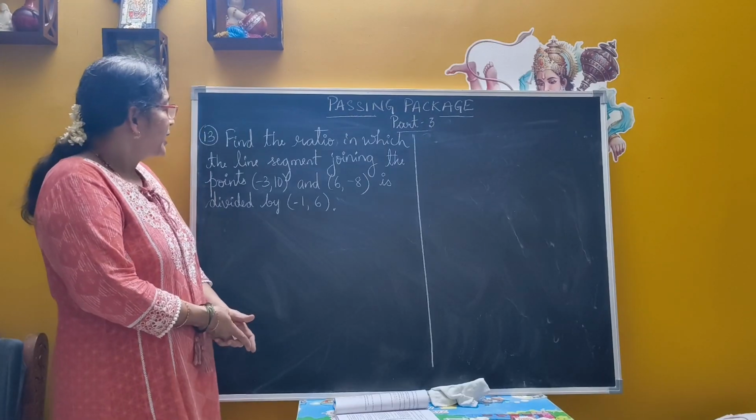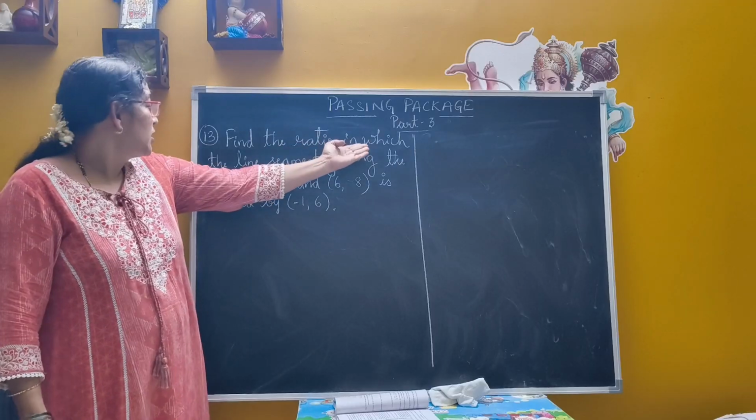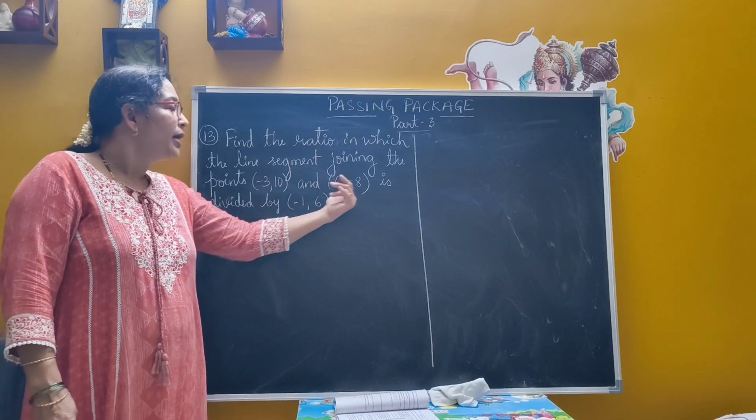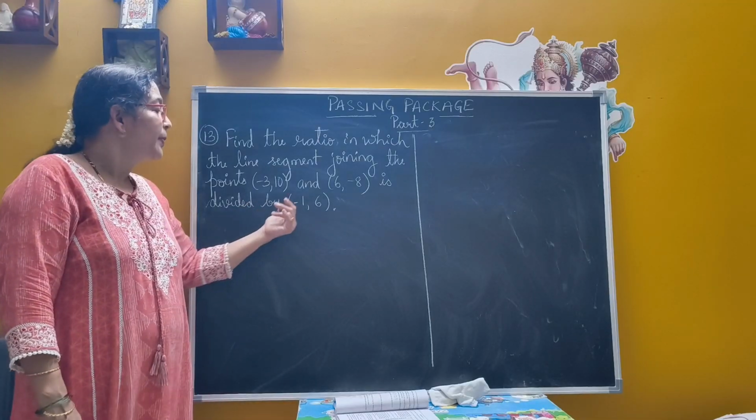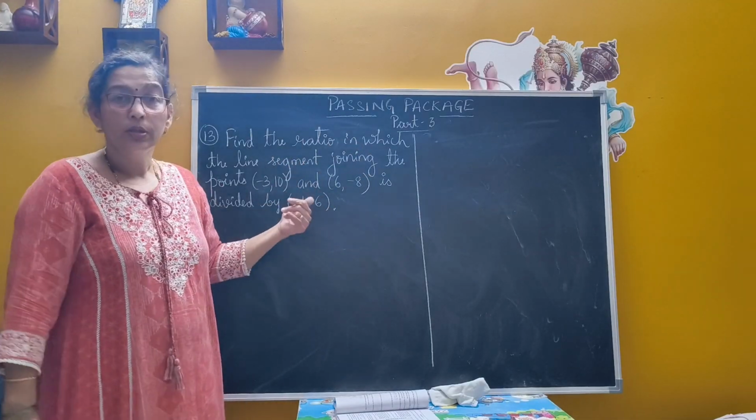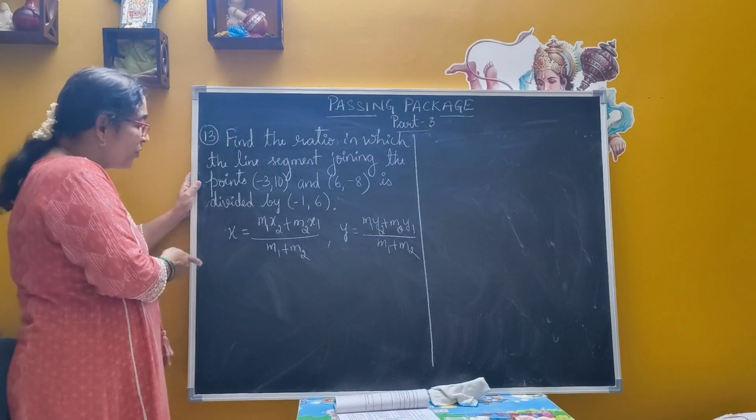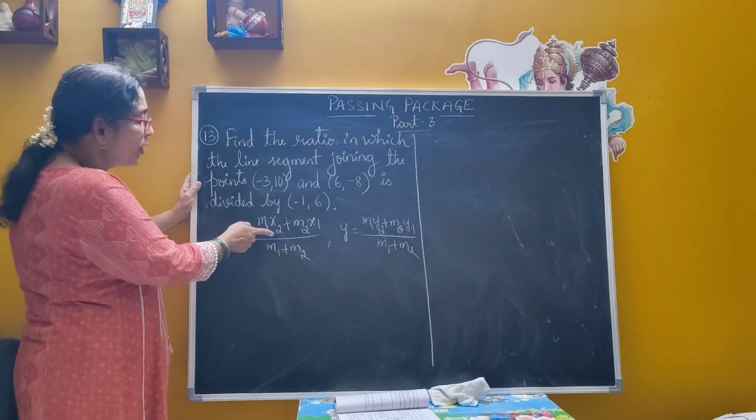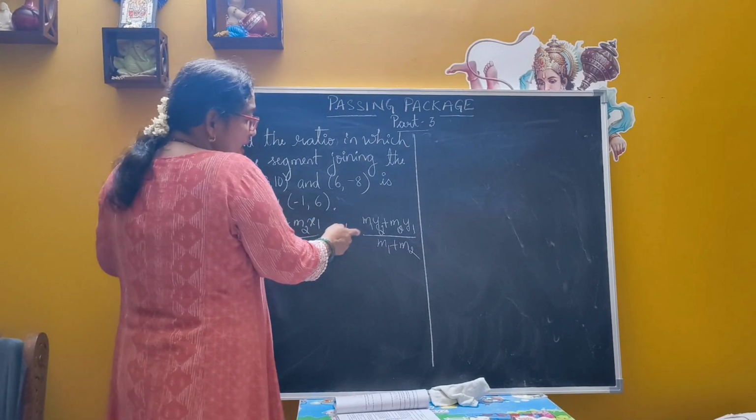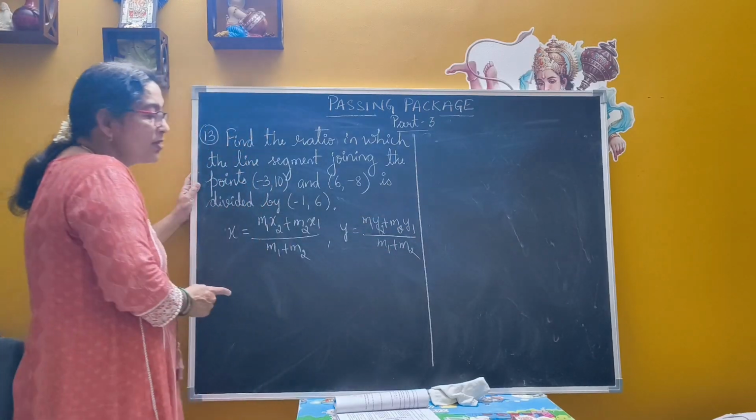Now let us go for the last problem in this passing package. Find the ratio in which the line segment joining the points minus 3, 10 and 6, minus 8 is divided by minus 1, 6. So in the ratio, this is using the section formula. The section formula is x is equal to m1 x2 plus m2 x1 divided by m1 plus m2, and y is equal to m1 y2 plus m2 y1 divided by m1 plus m2.